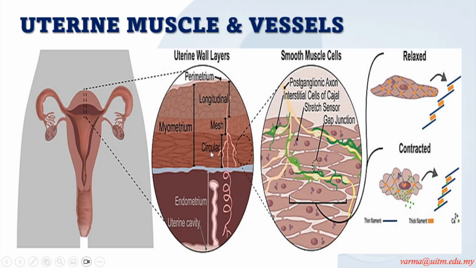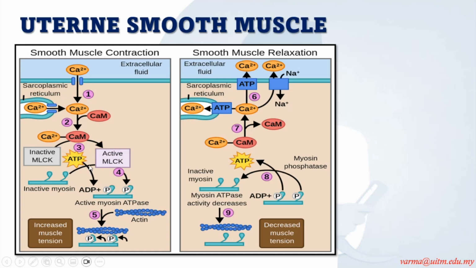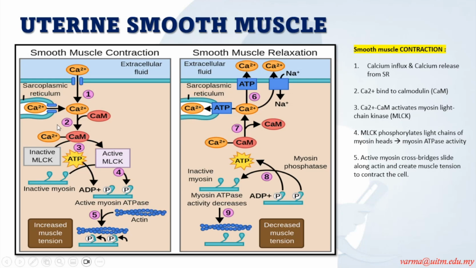The smooth muscle cells in the innermost layer of your myometrium. Okay, these are smooth muscles. So the uterine muscle contraction is based on the smooth muscle contraction, relaxed state and contracted state. So this is the basic physiology of uterine smooth muscle contraction. So you just follow here.